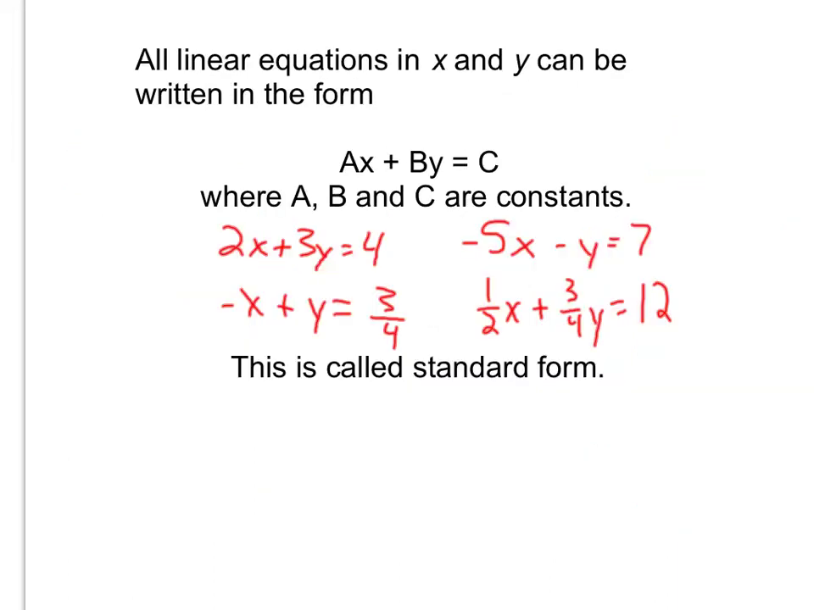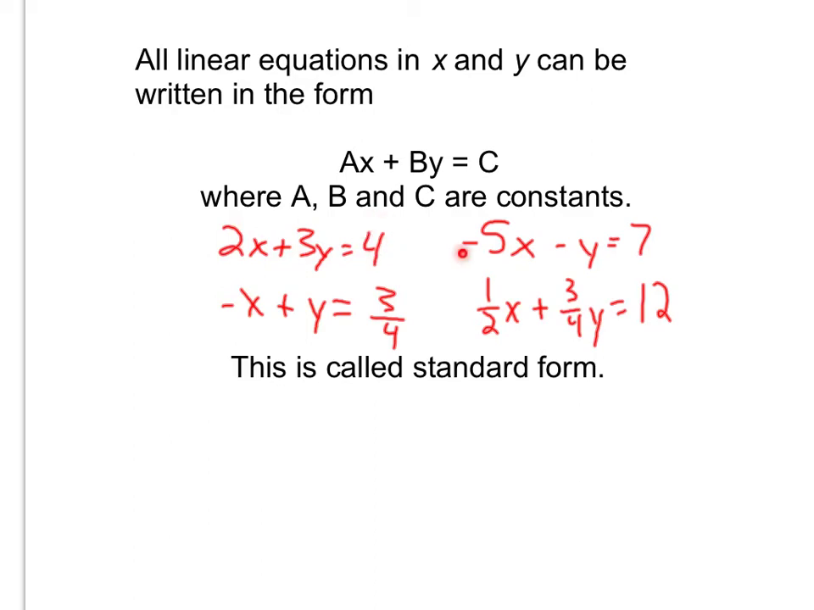Okay, all linear equations in x and y, that means where I have an x variable and a y variable, can be written in this form: ax plus by equals c. Where a, b, and c are constants, so they're just numbers. And this is called standard form. So here's a bunch of examples right here. This is standard form: 2x plus 3y equals 4. So my constants, my a is 2, my b is 3, and my c is 4.